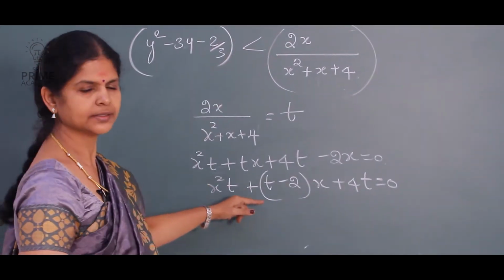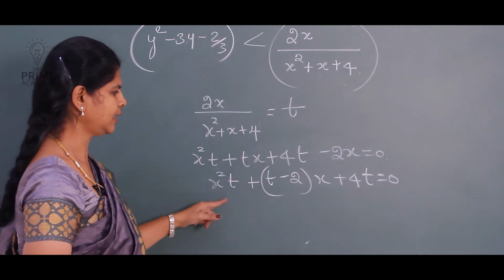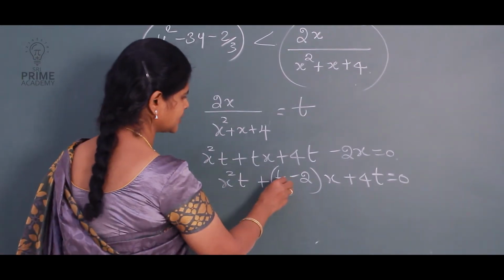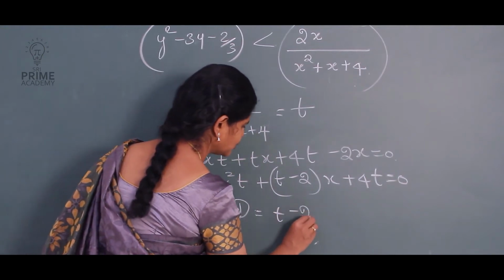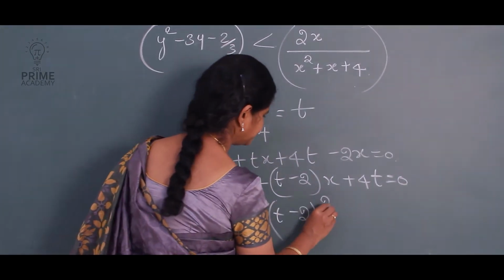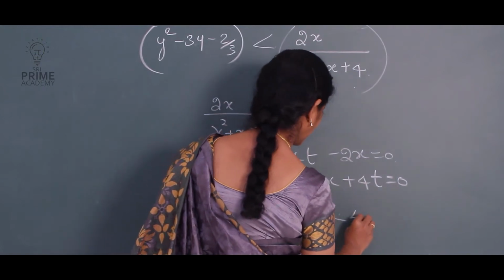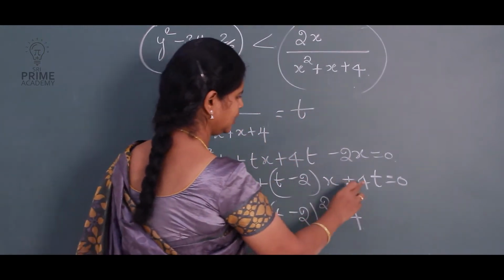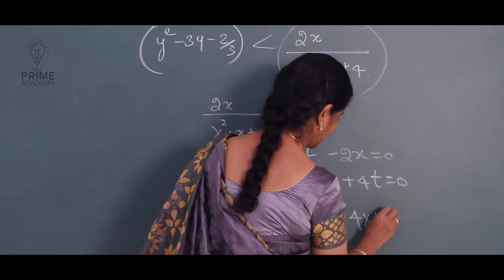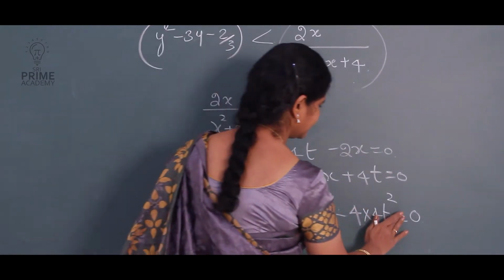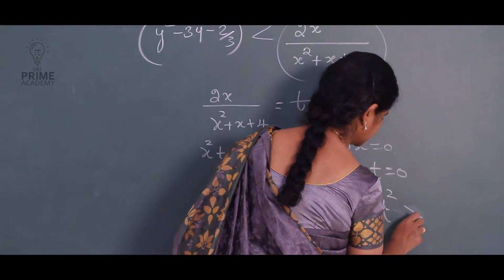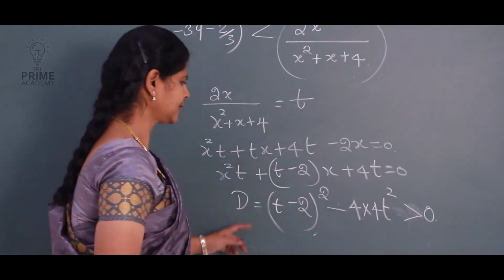So x real means its discriminant is greater than or equal to 0. So what about the discriminant? Discriminant D equals (t minus 2) the whole square minus 4 into t into 4t, so minus 16t square. Now this is greater than or equal to 0. Discriminant is greater than or equal to 0 since x is real.